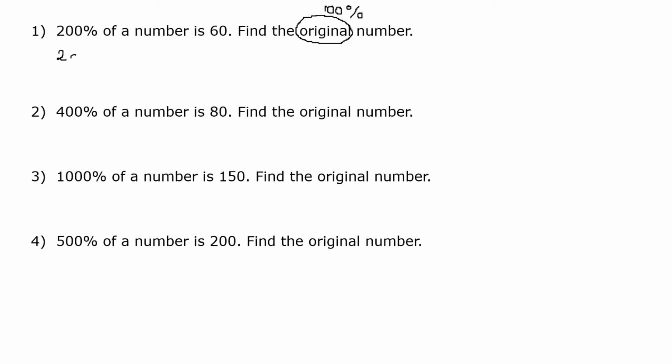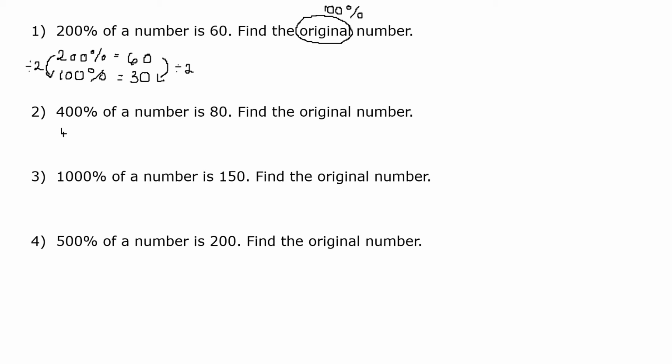So I've got 200% of a number is 60. So nice and easy again, I've got to get back to 100%. So I'm going to divide by 2. Same on this side, divide by 2. So my original number is 30.